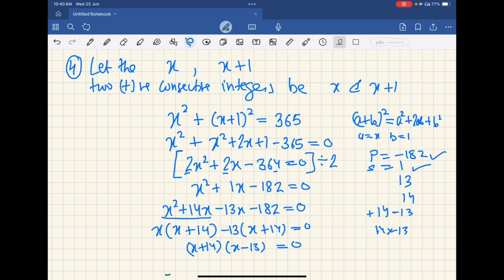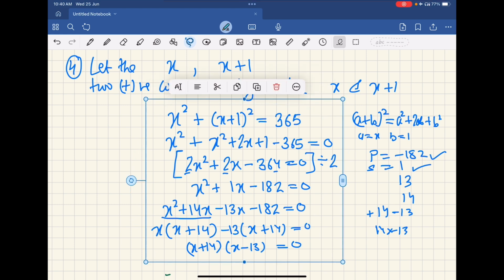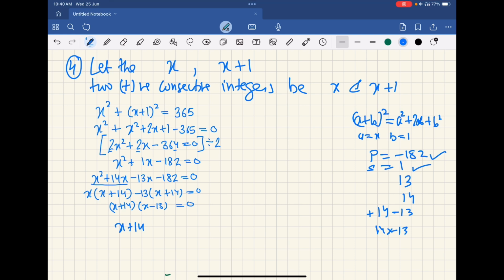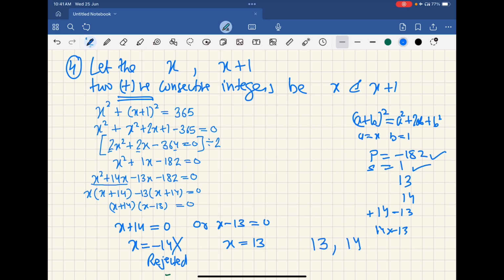So what will we do now? We will use zero product rule. And when we use zero product rule, that would mean either x plus 14 is 0, or x minus 13 is 0. Now if x plus 14 is 0, x equals minus 14. And here x equals plus 13. Now what was the question? Two positive integers. So we will reject this because this is not positive. So the answer would be: one number is 13 and the other is x plus 1, which is 14. So 13 and 14 is our answer.